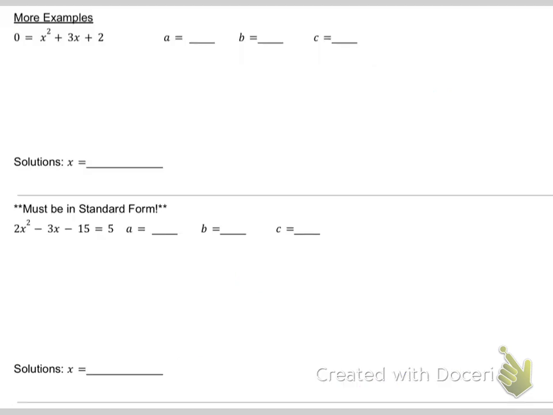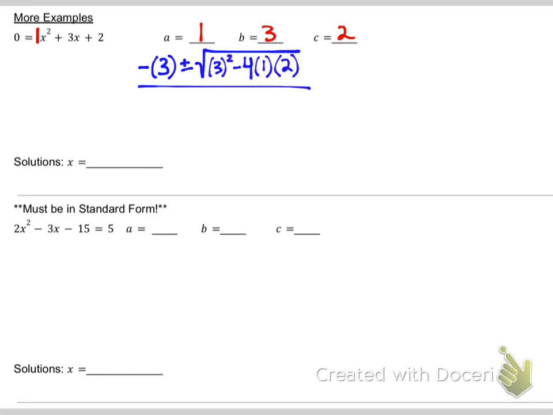On the back, a is going to be 1 again, b is 3, and c is 2. We're going to plug this in, so negative 3 plus or minus the square root of 3 squared minus 4 times 1 times 2, all over 2 times 1. Notice I just took the formula from the front of your sheet and plugged them in.